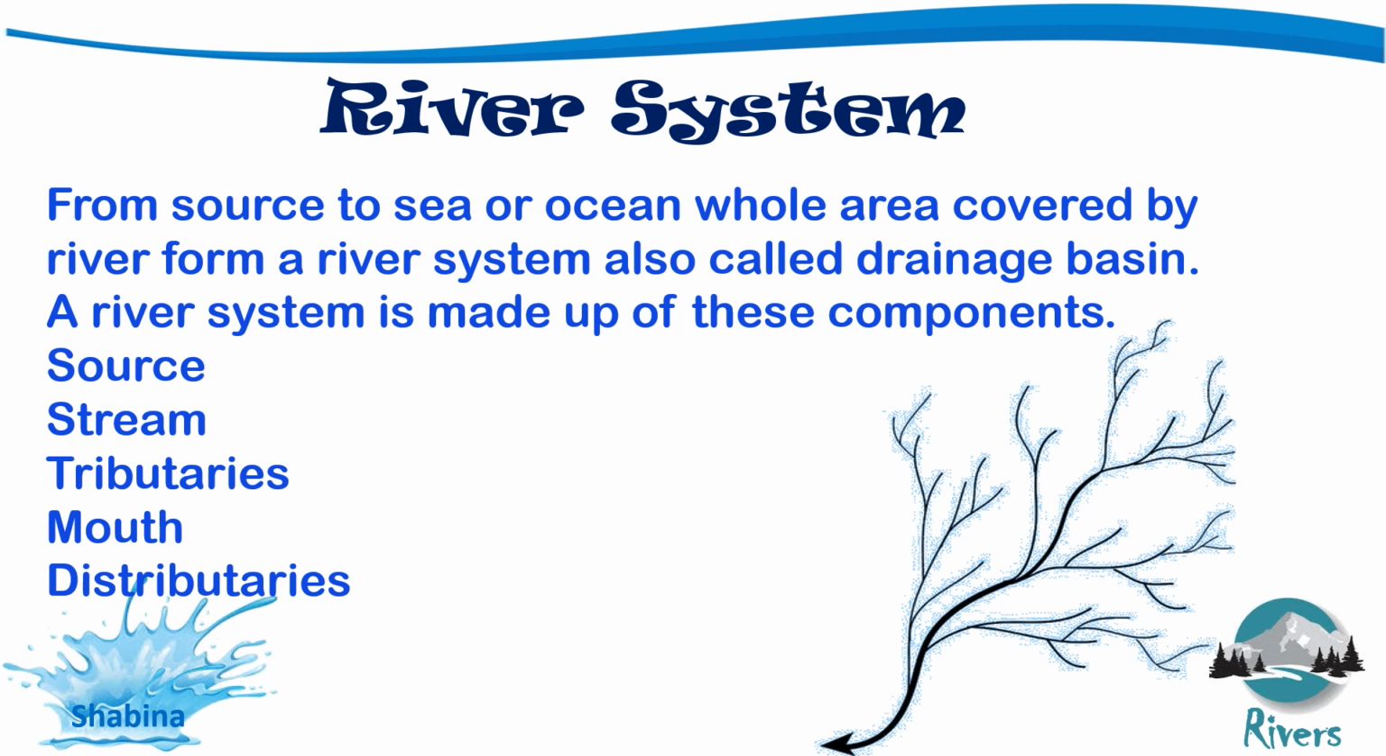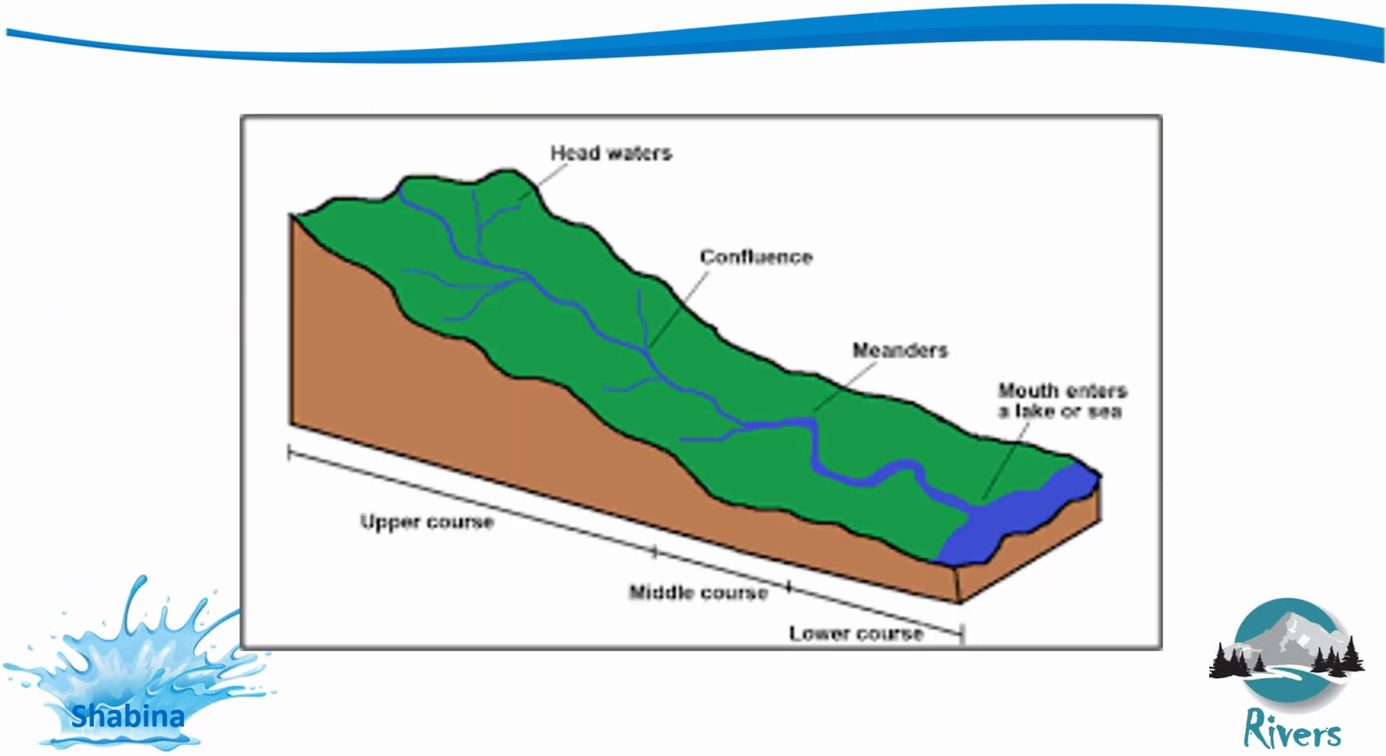In simple words, you can say the area covered by or drained by a river is known as a drainage basin. And now the components of a river system, or components of a drainage basin, are, first of all, source, then stream, tributaries, mouth, and distributaries. So a river has 5 components, or a drainage basin has 5 components.